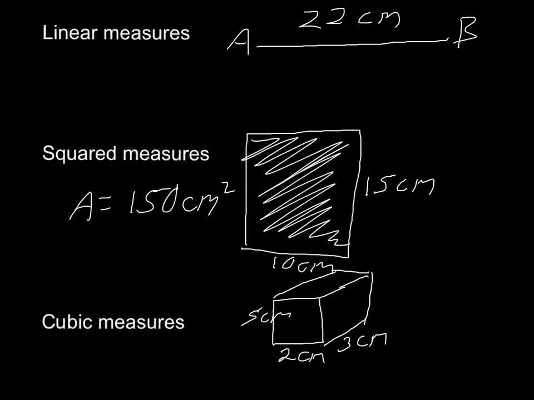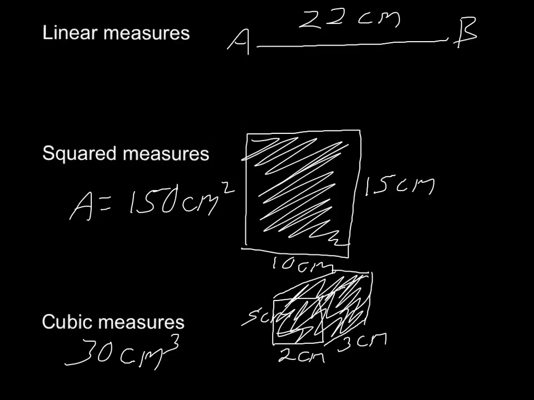So if we multiply those all together, 5 times 2 is 10 centimeters squared. 10 centimeters squared times 3 centimeters is 30 centimeters cubed. So what we just figured out was the whole volume of this. So how much space would be taken up in that. Okay? So that's a quick reminder of the different types of measures.